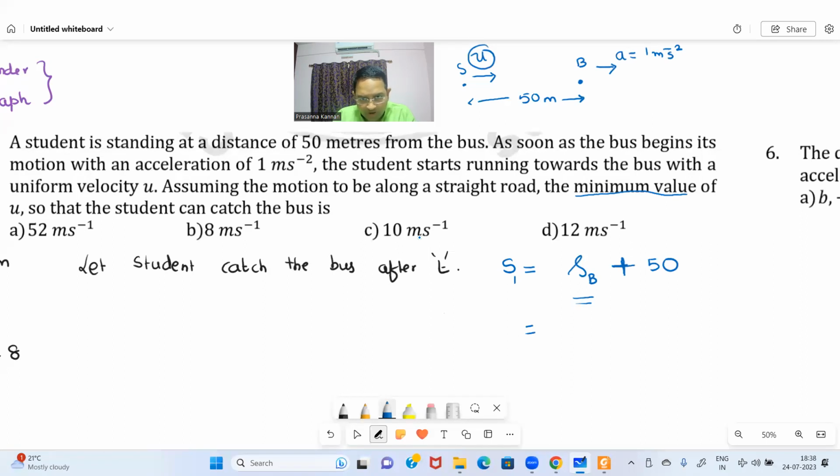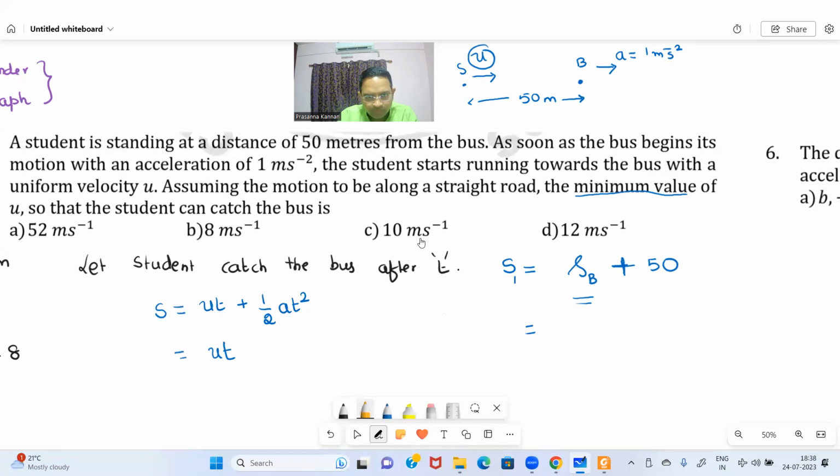So, how much will the boy cover? What is this displacement given by? What is the formula for displacement, guys? ut plus half at square. Yes. Now, what is u? The velocity. What is the time during which he is traveling? t. What is his acceleration, guys?